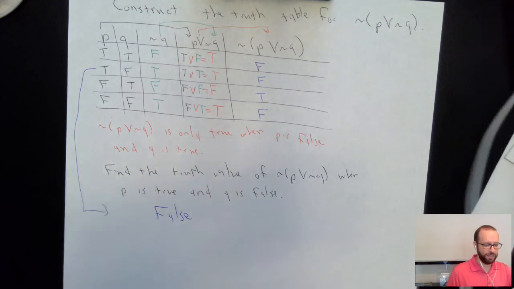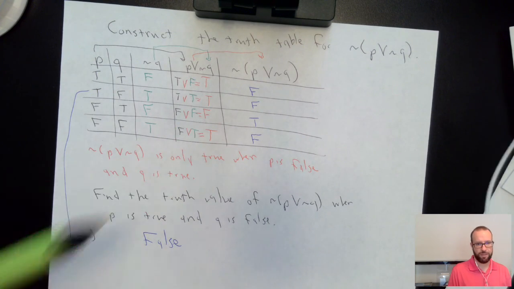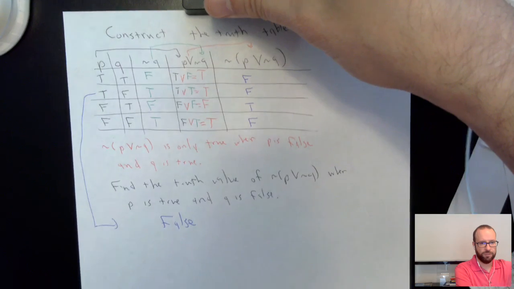Okay, so here is making a truth table, noting what a truth table tells us about a statement, and then using that truth table to look up values for it.